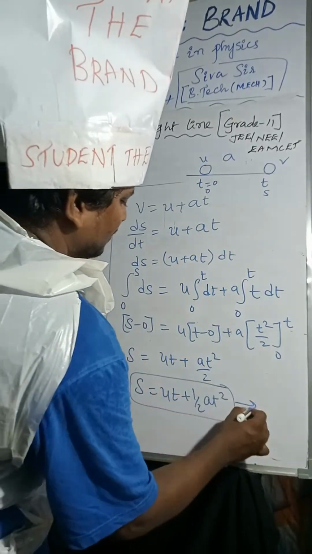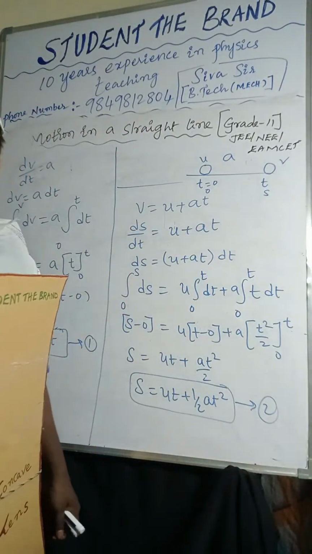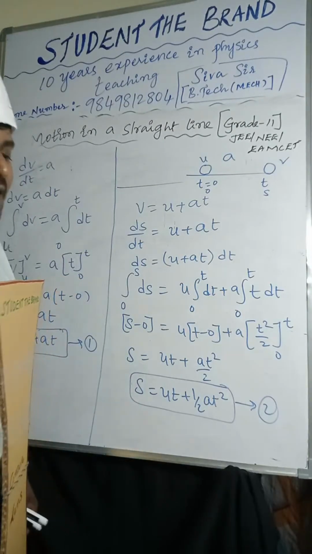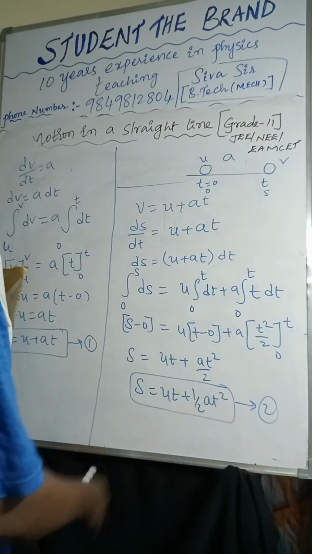This is equation number 2: s equal to ut plus half at square. And v equal to u plus at was equation 1.